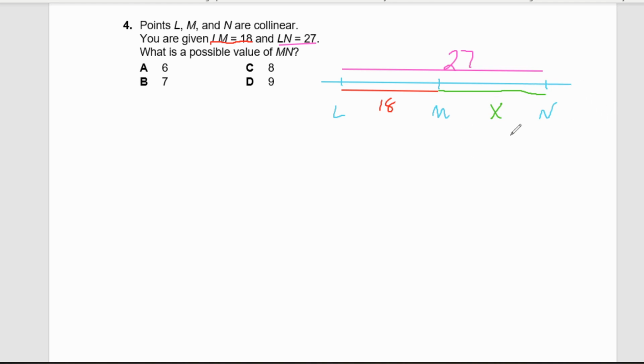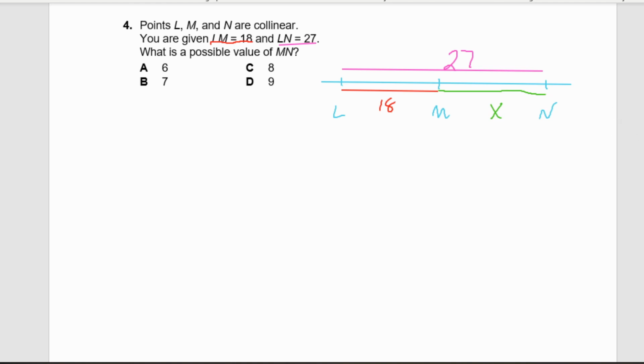Now, I would say most of us can look at this picture right now and see that from L to M and M to N, it is possible to use the segment addition postulate. And the way it's drawn out, when I take this break here, I'm 18 units into the journey out of 27. So I could just do 27 minus 18 and get 9. And x equals 9.